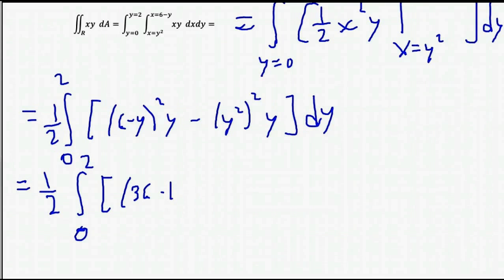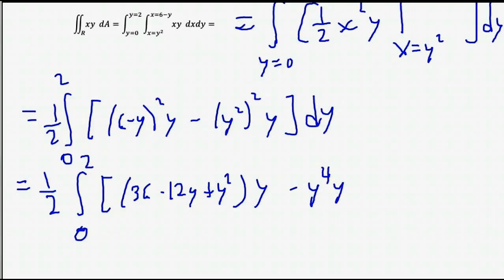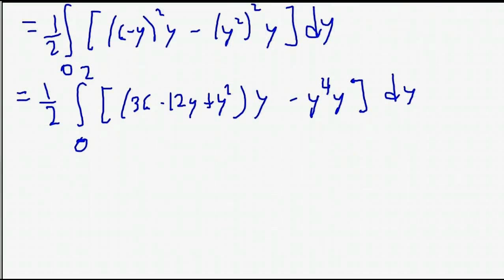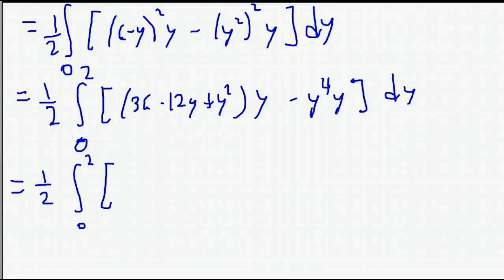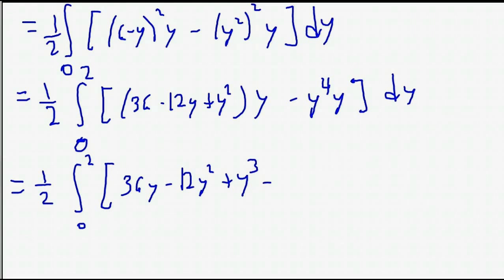So we square out the binomial 6 minus y to get 36 minus 12y plus y squared, times y, minus y to the 4th times y, dy. Now multiplying your y through, we get 1/2 times the integral from 0 to 2 of 36y minus 12y squared plus y cubed. And then lastly, we've got y to the 4th times y, which is y to the 5th power.